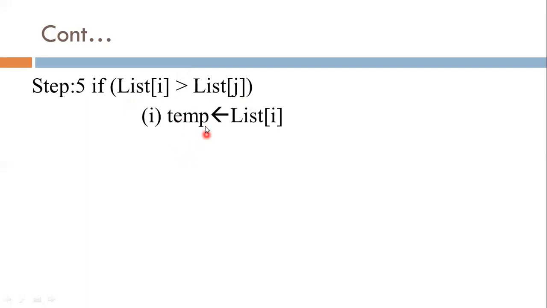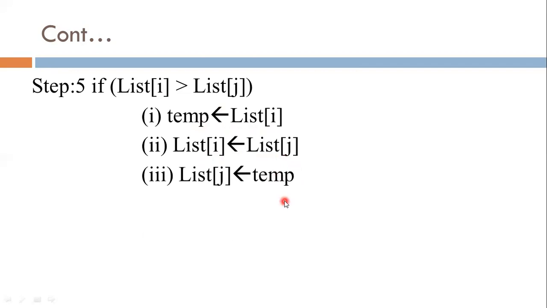So swapping is made between list of i and list of j using a third variable, which is temp. Okay. So first of all, I put list of i into temp, then list of j into list of i. Now list of j is empty, so I put temp into list of j. Okay. Now these three steps display the steps of swapping or interchanging elements for list of i and list of j. Now after the comparison of two elements, we have to go to the next element.